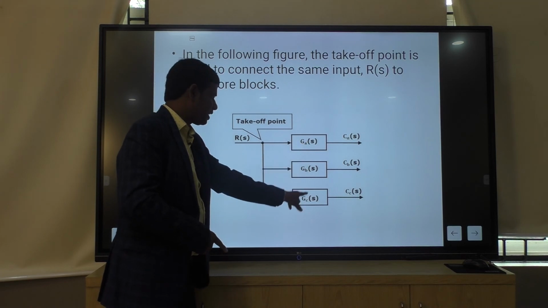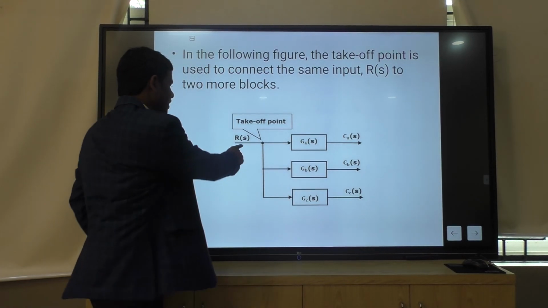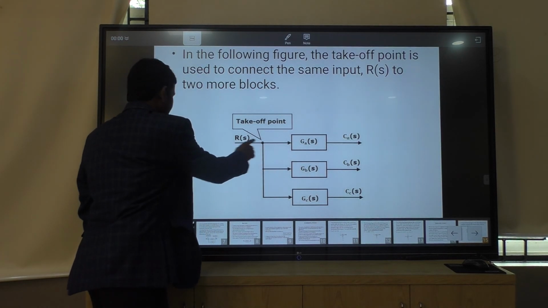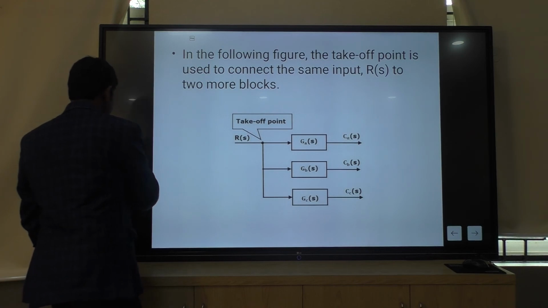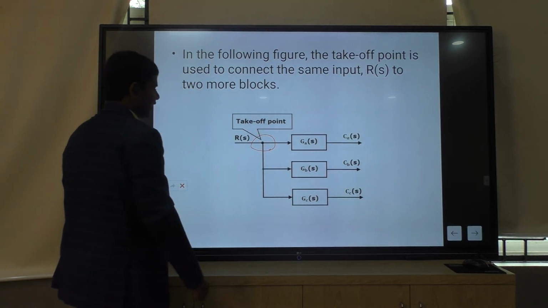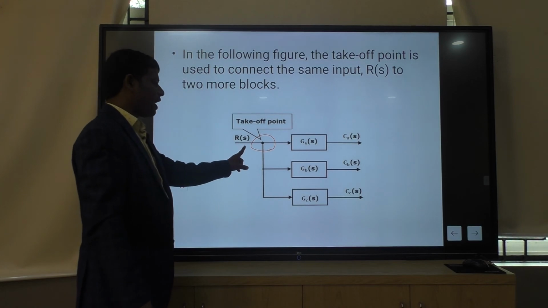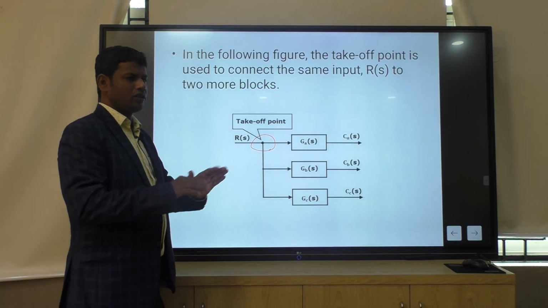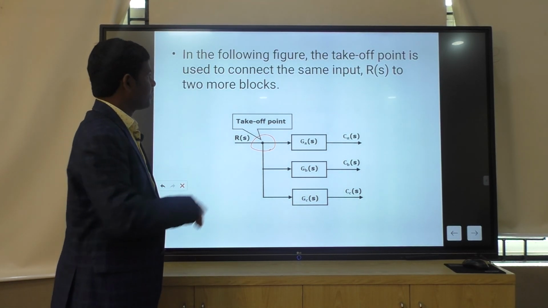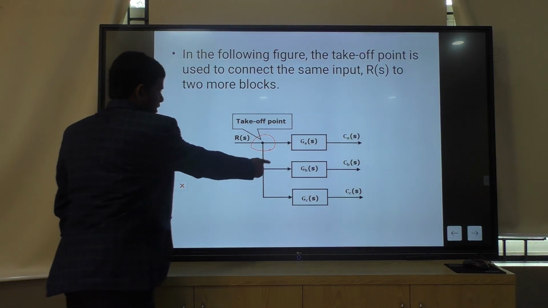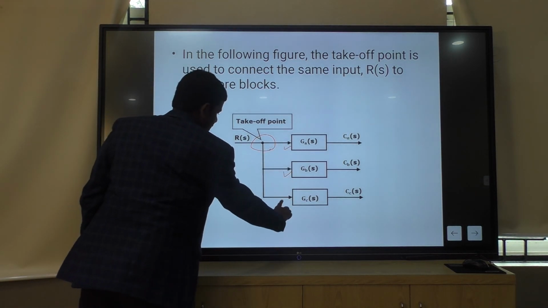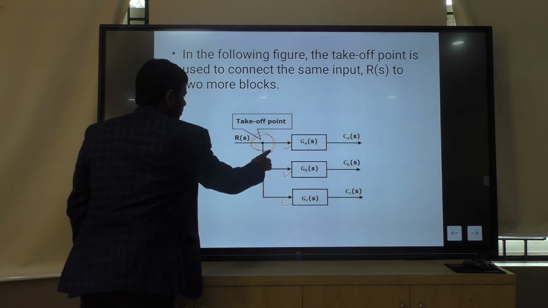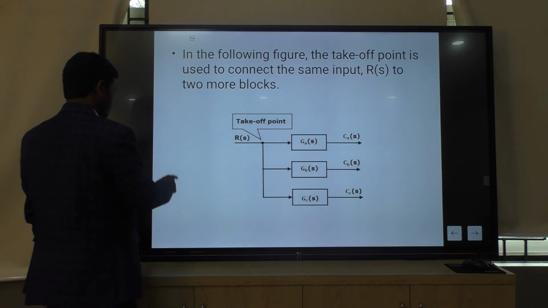The three blocks represent three elements, so the same signal R(s) has to be applied to the three blocks. That's why I am using a take-off point here. This one is a take-off point. A take-off point is used for applying a single, same signal to three or more blocks or three or more summing points. So here R(s) goes to one block here, a second block here, and a third block here. The same signal has to be applied to the three blocks. That's why I am using a take-off point here.